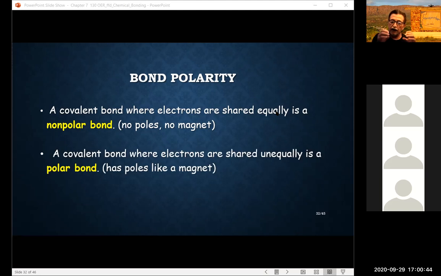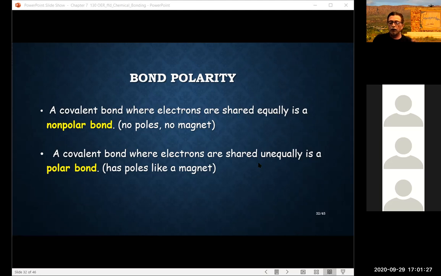Now, when there's unequal sharing, it creates a pole because one side is pulling more of the electrons toward it. So it's giving it more negative character than the other side. It is diminishing the negative character on the other side. So it's creating a positive side and a negative side. But it's not a full-fledged negative and a full-fledged positive like in ionic bonds. We have a symbol to represent this. It's what we call a partial positive and a partial negative.